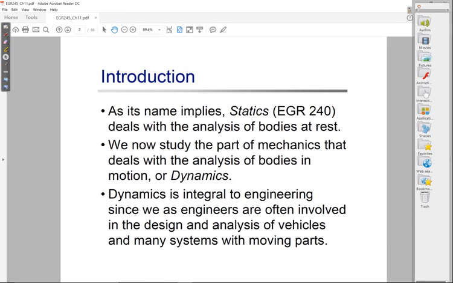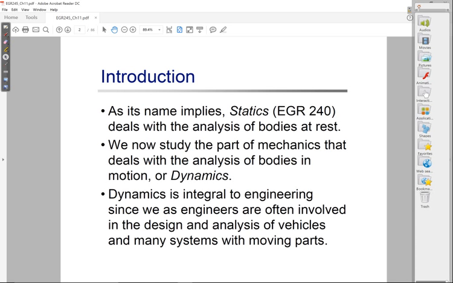Before we really start getting into details of dynamics, just some background information, if you will. Dynamics a lot of times follows from statics, but contrary to what you might believe, these are actually two very different classes, two very different courses.